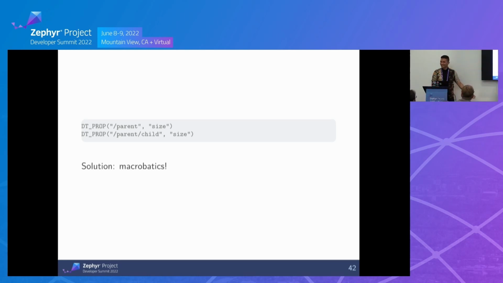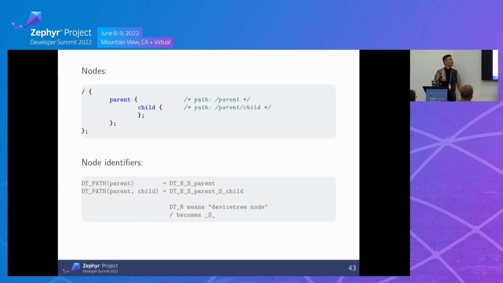Let's see how that works. I want to talk now about node identifiers, because node identifiers are something that's mentioned in the device tree guide, and really they're left very intentionally vague. The actual thing that a node identifier is an implementation detail, but we're going to talk about that implementation detail today because it's important.